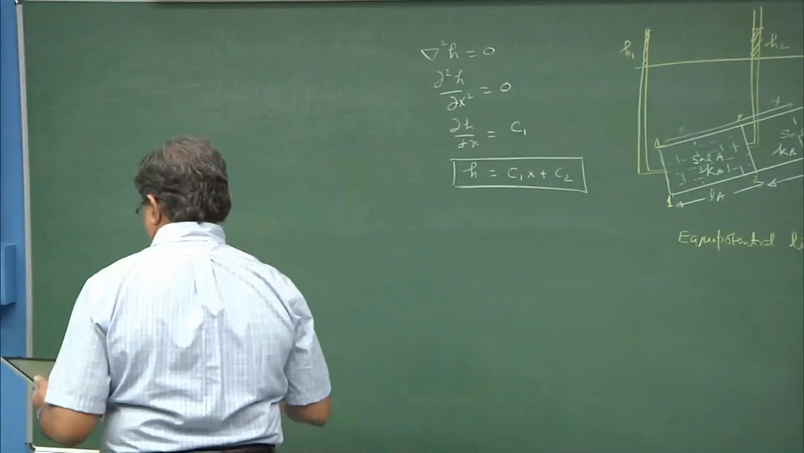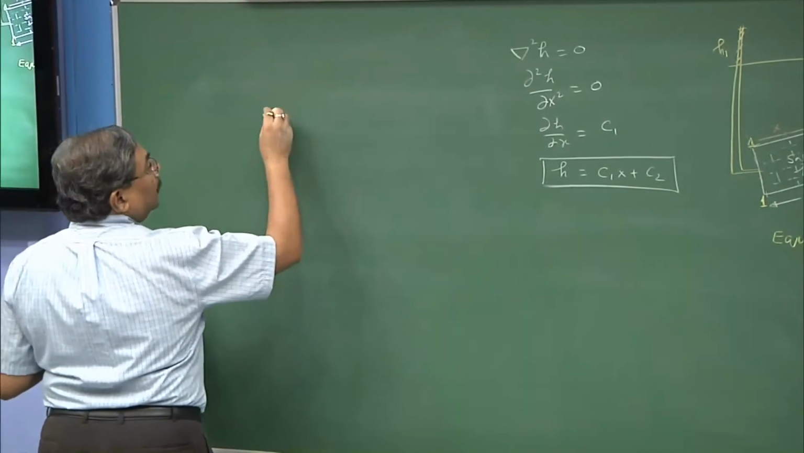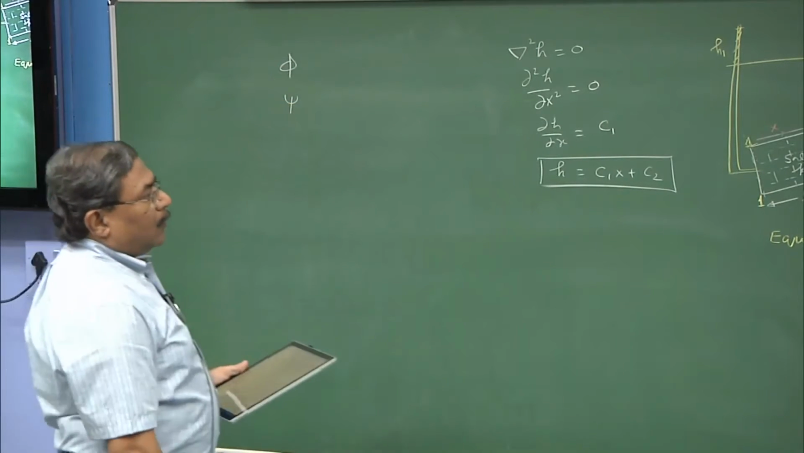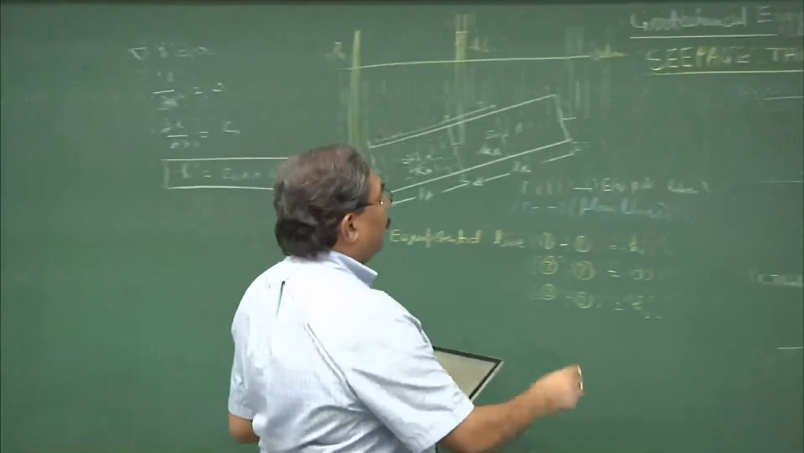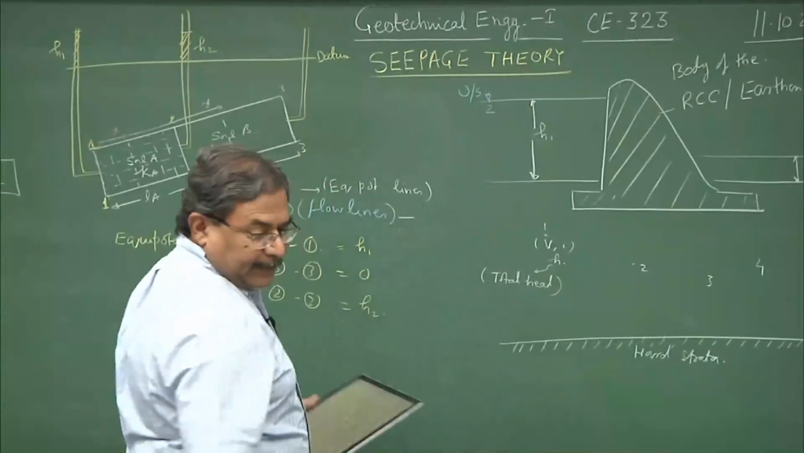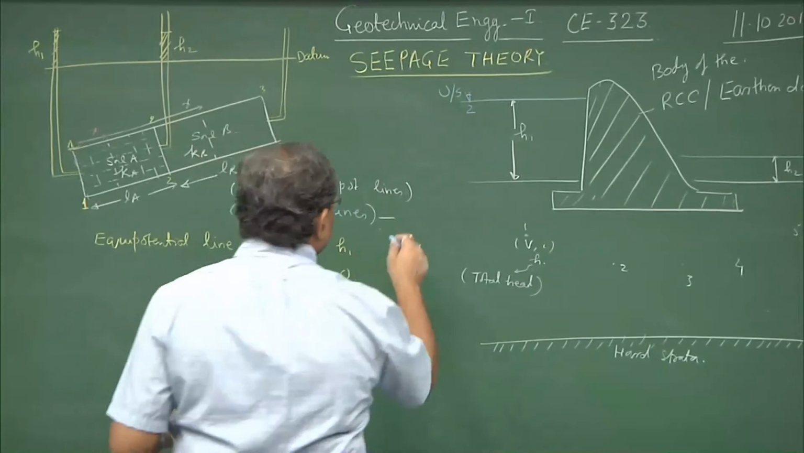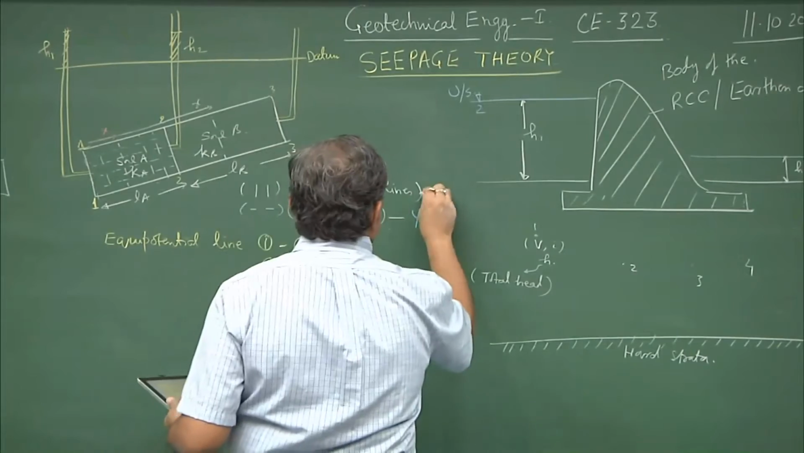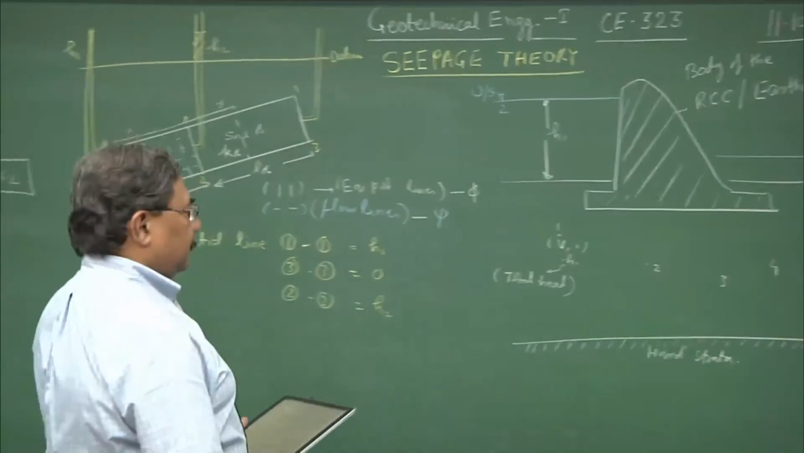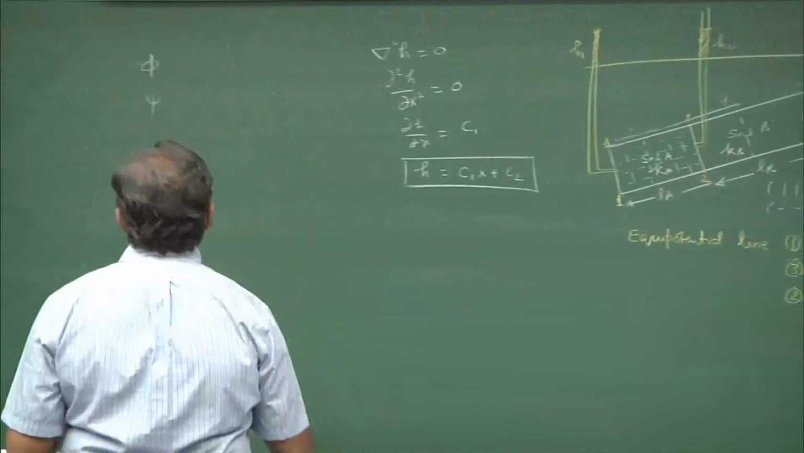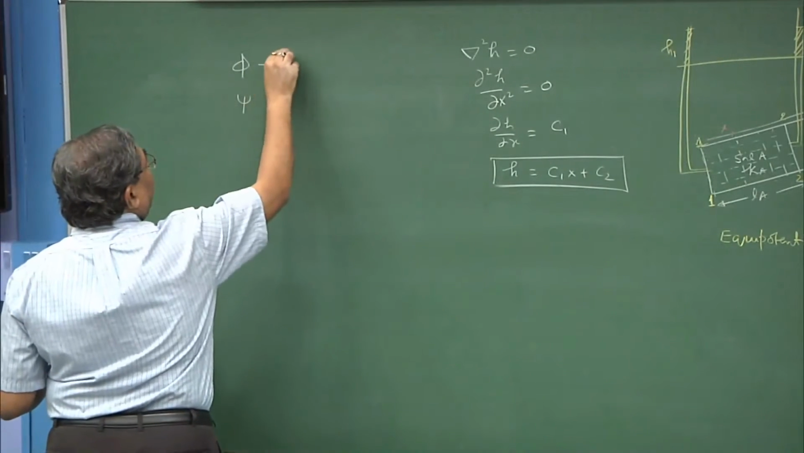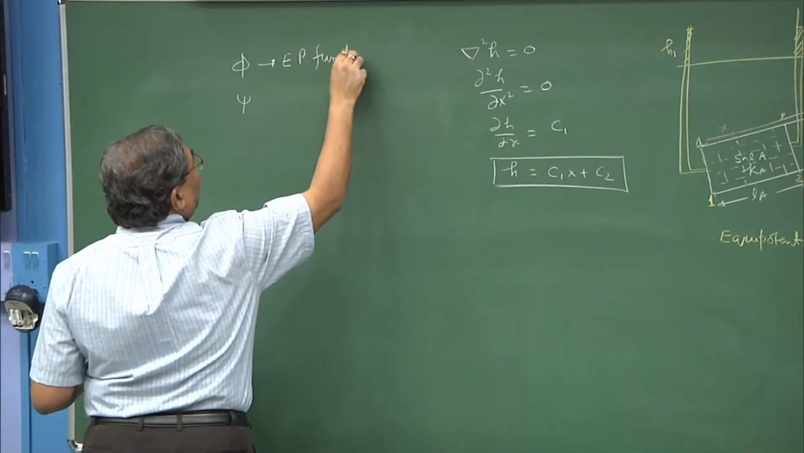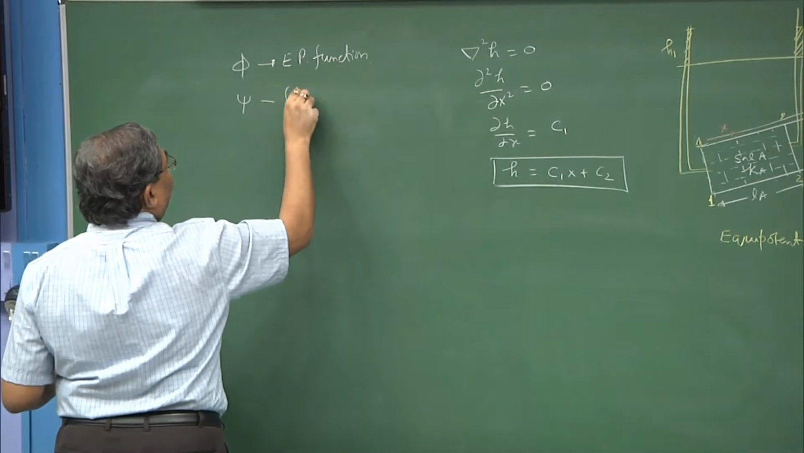If I use the two terms as phi and psi, so the flow lines will be designated with psi, and the equipotential lines will be designated with phi. All right. So, this is the equipotential function and this is the flow function.